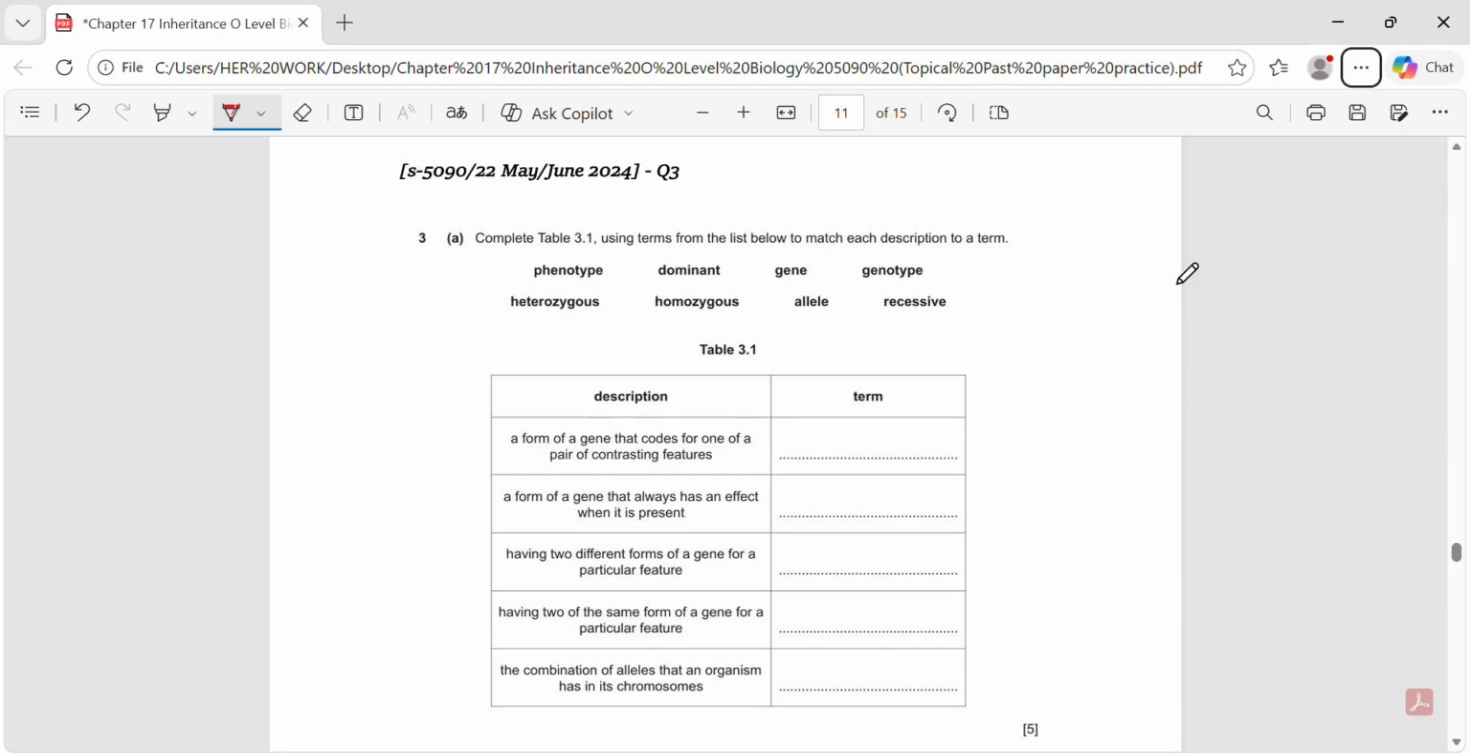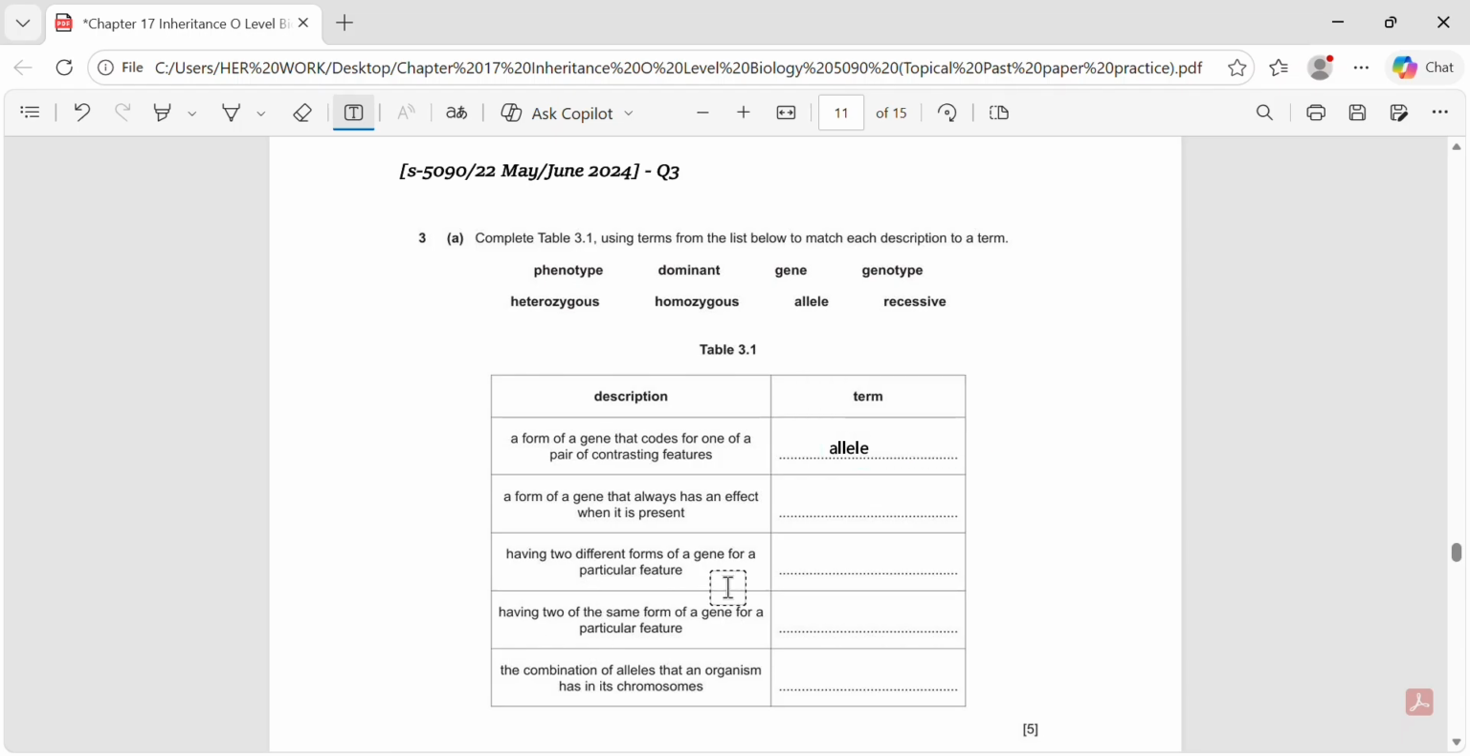Now we move on to a paper 2 question. It gives a table and asks us to complete it using terms from the list provided, which include phenotype, dominant, gene, genotype, heterozygous, homozygous, allele, and recessive. The first description is a form of a gene that codes for one of a pair of contrasting features. The correct term is allele.